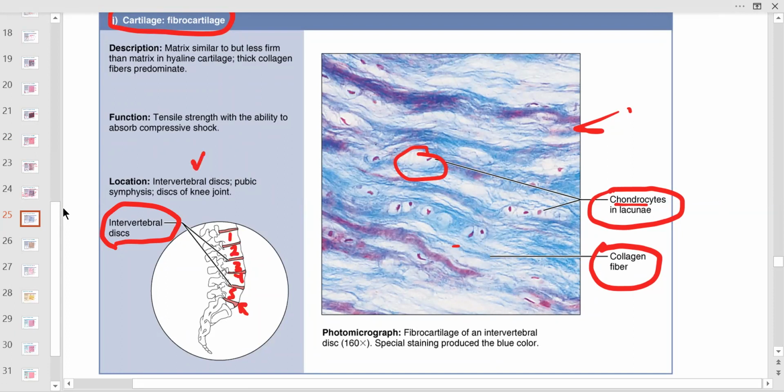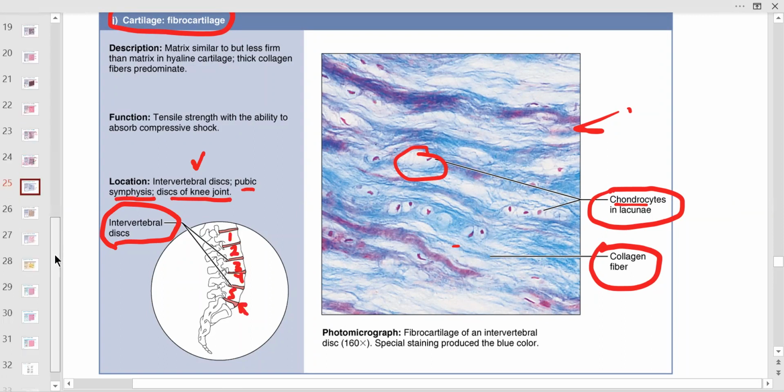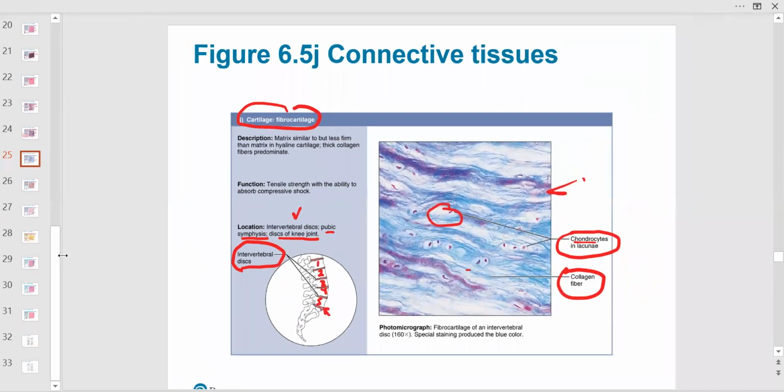The other is the meniscus of the knee. There are two menisci, medial and lateral, in each knee. That's fibrocartilage. And the pubic symphysis, that's that thing in the front. That's a pretty good landmark to see where the pubic bone is. So this is fibrocartilage. So that's it for the cartilage.